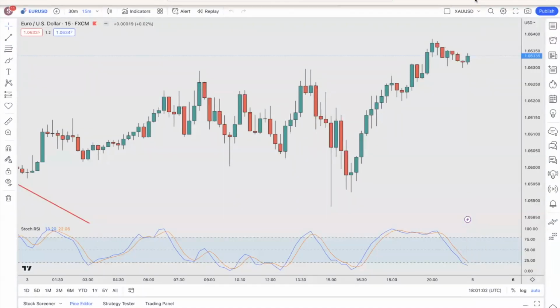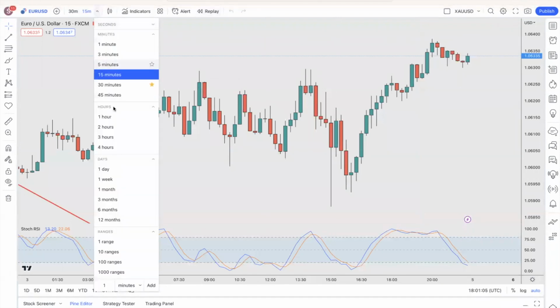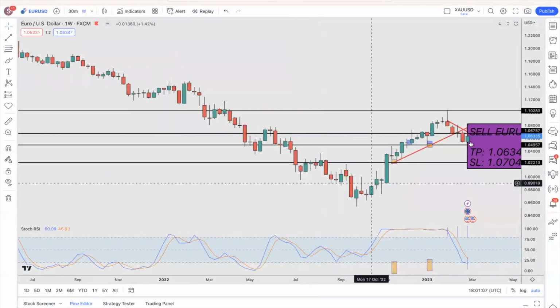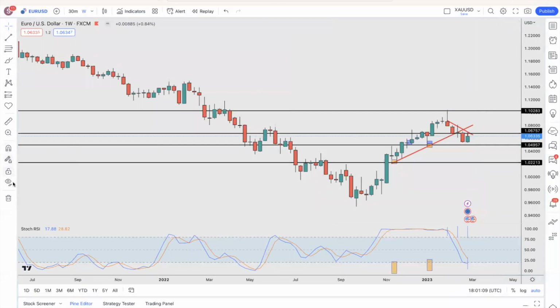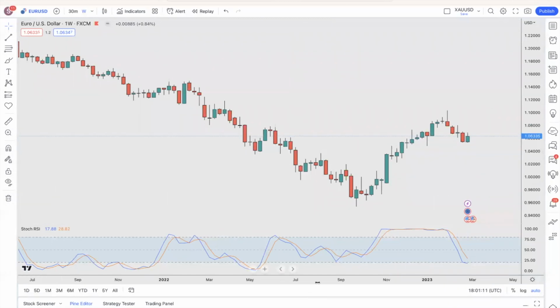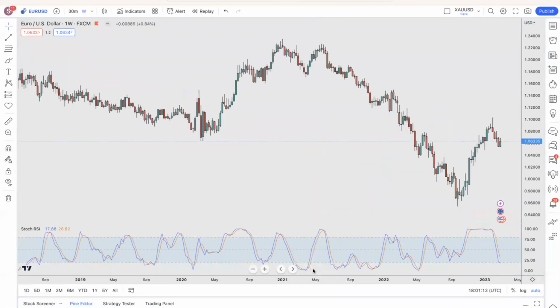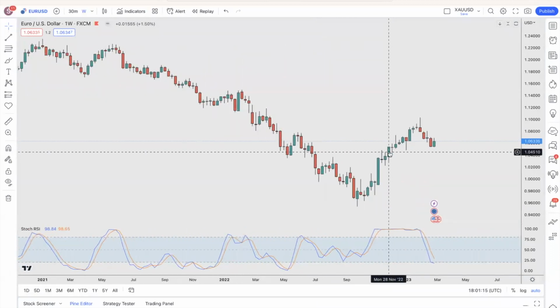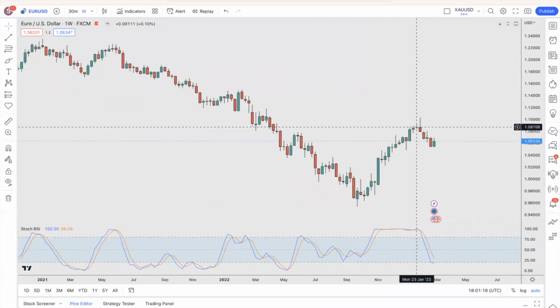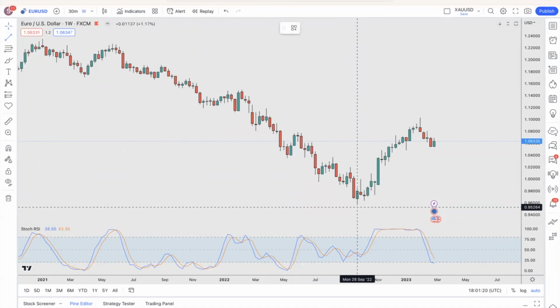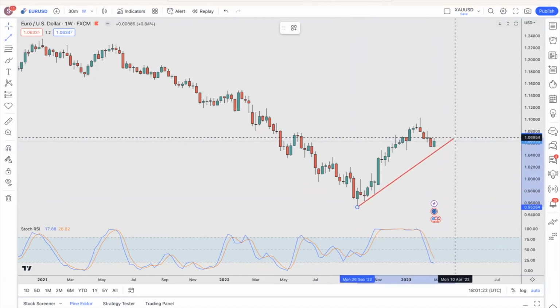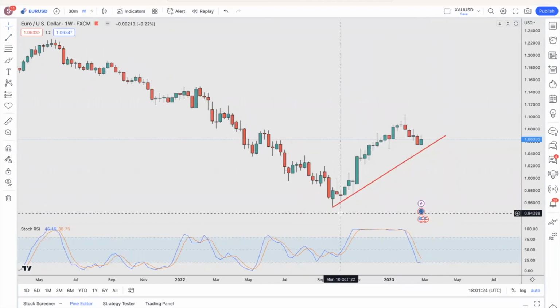I'm going to first hide this. As I told you last time, the first thing to do is always to look at the trend on a higher time frame. So let's make this chart virgin. What do we see? We used to have a bullish trend. Did this trend get broken? And as you can see, we have a bullish trend.